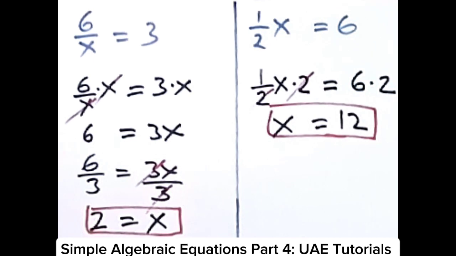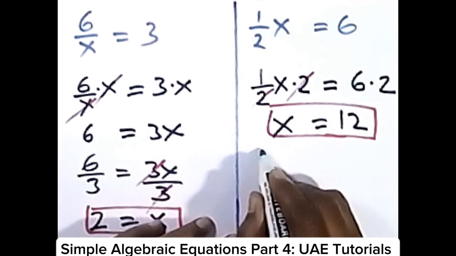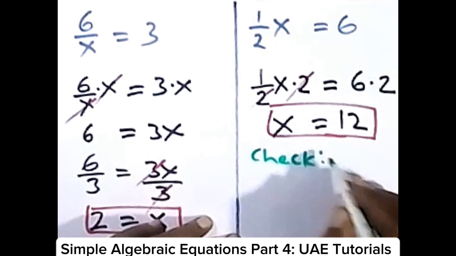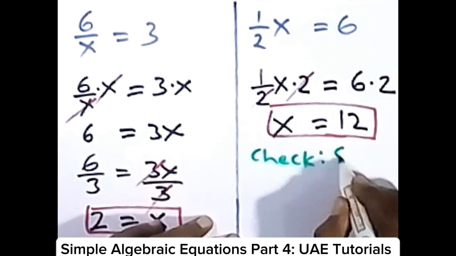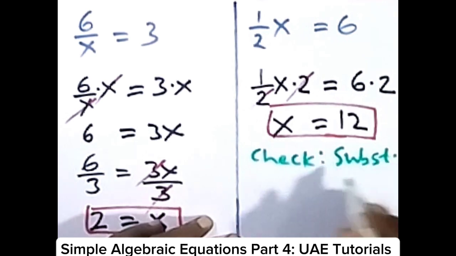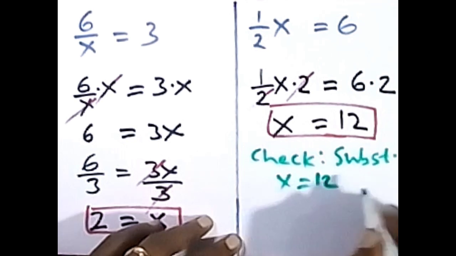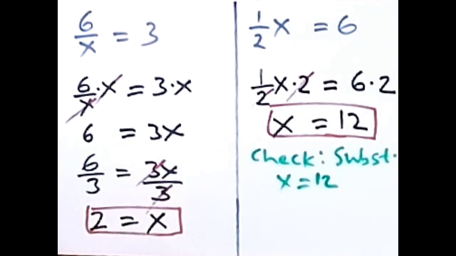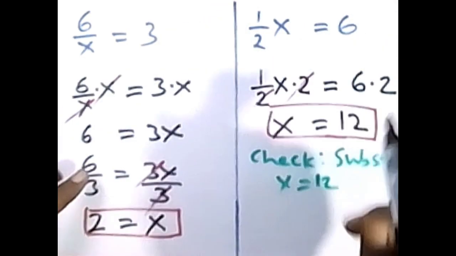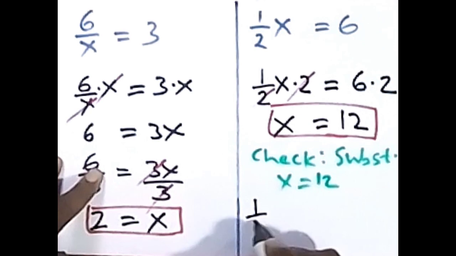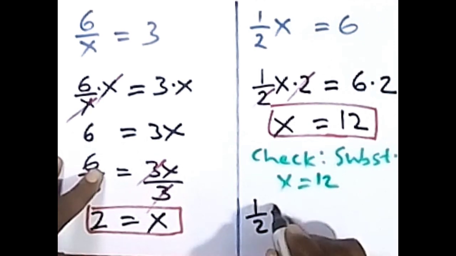But guys, there is something I always recommend when you are solving equations. I always recommend that we check. And how do we check? We do that by substituting x equals the answer that you got in the original equation. What does that give to you? Now, this is the original equation. We're saying 1 over 2 times x, and we've gotten our x to be 12.